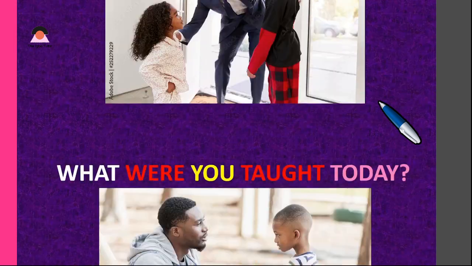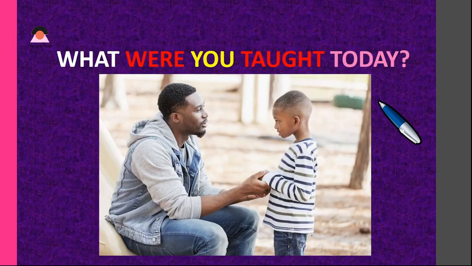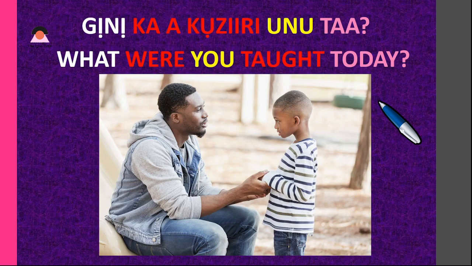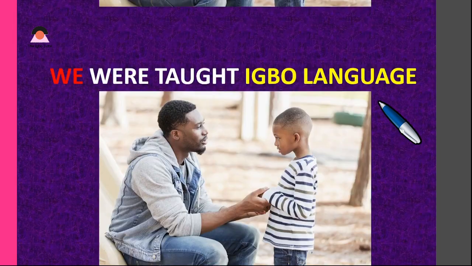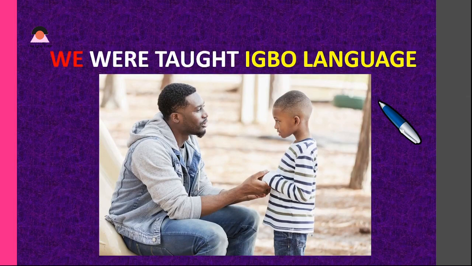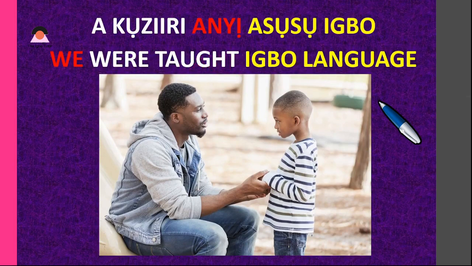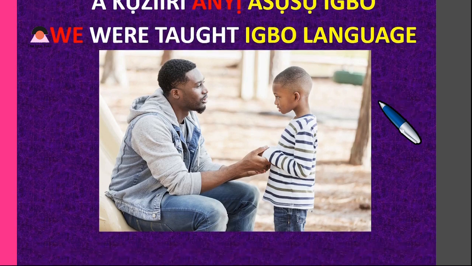Everything went well. Further discussion. What were you taught today? That is a further inquisition from a caring father. Gịnị ka akụziri unu taa? What were you taught today? And the child says, well, we are taught Igbo language. What is that? Akụziri anyị asụsụ Igbo. Well, we are taught Igbo language.